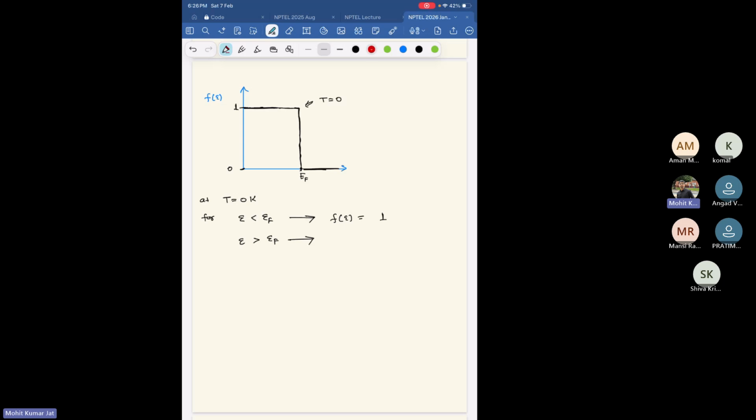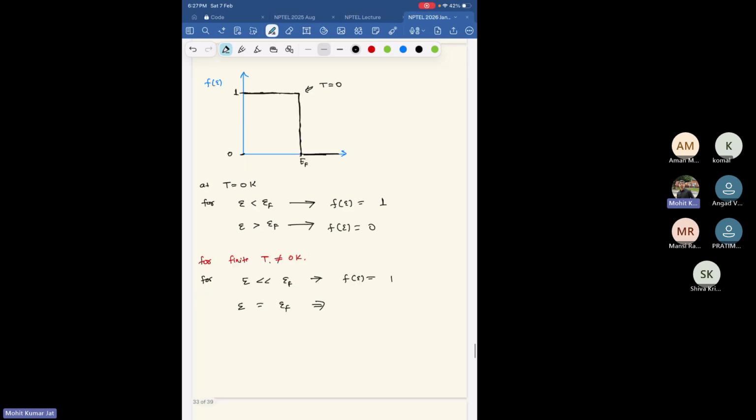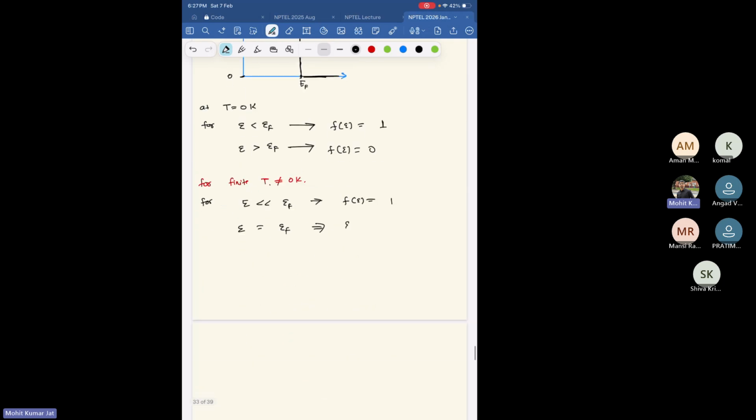Now the second case comes when you have finite T, that is, T not equal to 0 Kelvin. In that case, for E much less than EF, this condition still holds and F(E) will be 1. For E equal to EF, what you get is 0 divided by a finite number. e to the power 0 is 1, so 1 plus 1 is 2, so F(E) will be half.